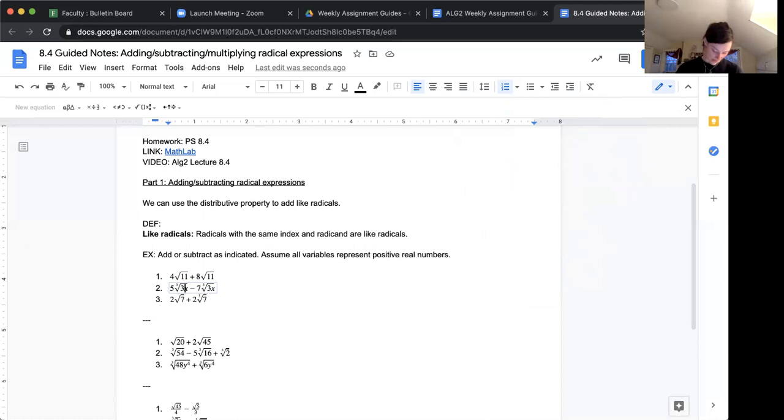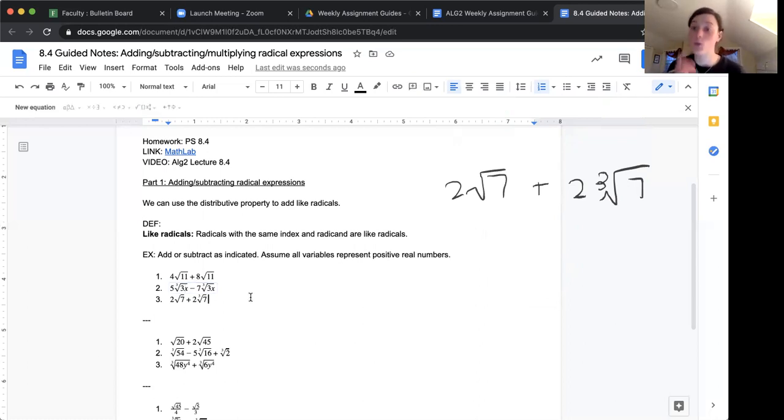And then number 3, we have 2 square root of 7 plus 2 cube root of 7. And this one is not a typo. I wanted to put an example there where our indexes didn't actually match, and so you couldn't do anything. So we can't actually do anything with this problem. The above problem that had a typo in it, you could not have done anything with, but I wanted that one to match, so we could actually do that subtraction. But this one was meant to be like this.